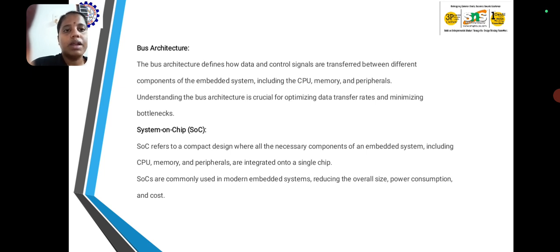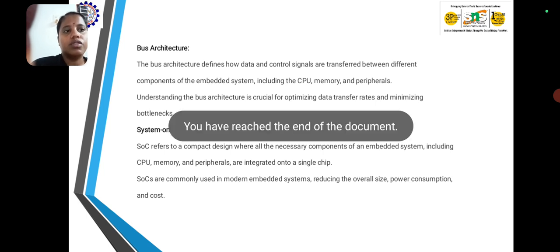Next one is system on chip. It refers to the compact design where all necessary components of the embedded system, including CPU, memory, and peripherals, are integrated onto a single chip. They are commonly used in modern embedded systems, reducing the overall size, power consumption, and cost.